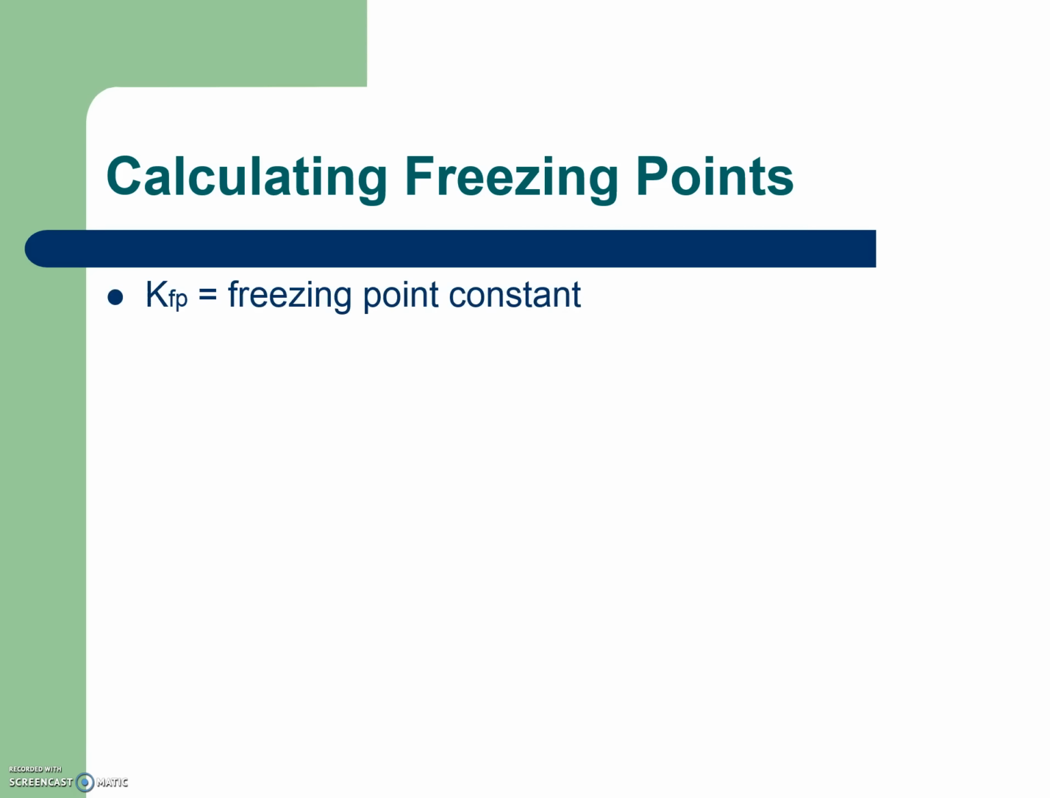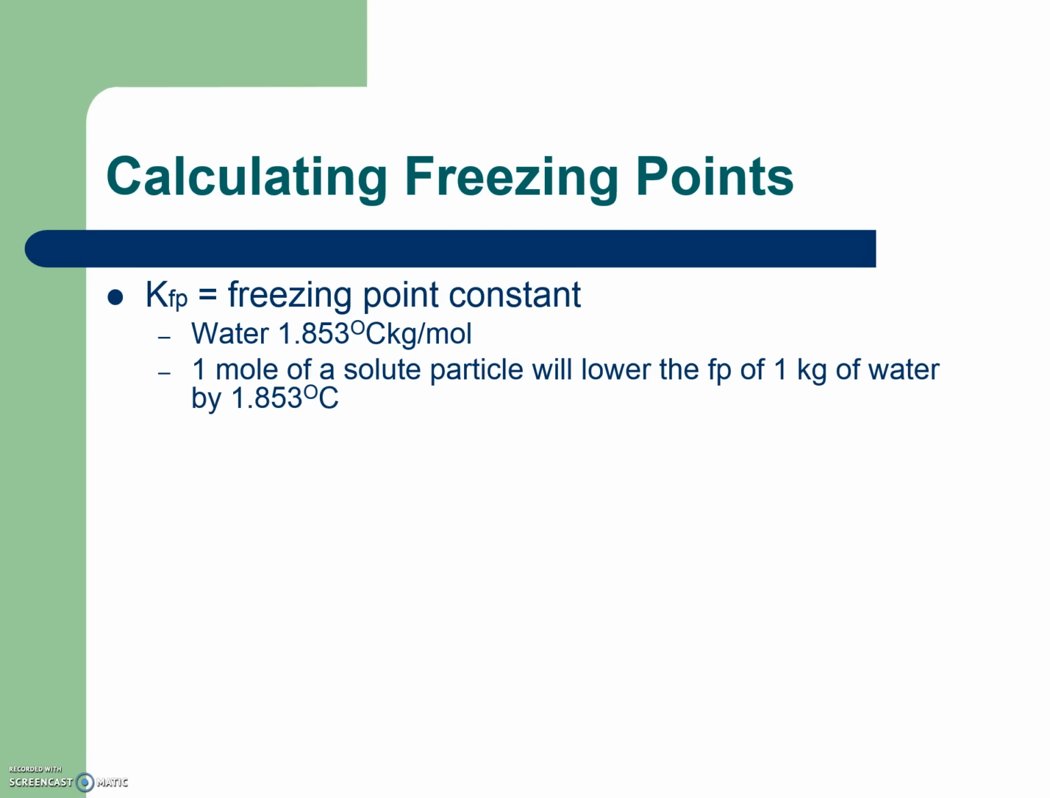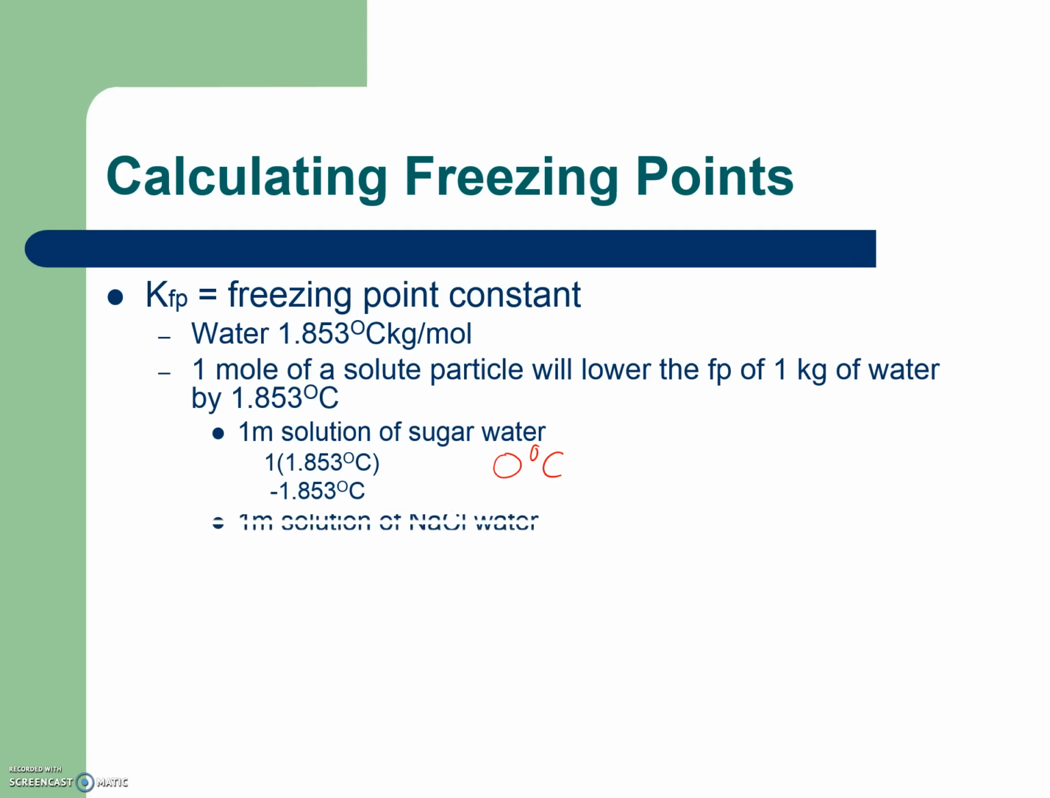So to actually do some calculations, we have a freezing point constant. And it's telling us the same thing, that 1 mole of solute particles will lower the freezing point of 1 kilogram of water by 1.853. And so a 1 molal solution of sugar water, we're going to go through this again, will cause the freezing point of water, which in Celsius is 0 degrees Celsius, we need to subtract that amount. And so sugar water will freeze at close to -2 degrees Celsius.